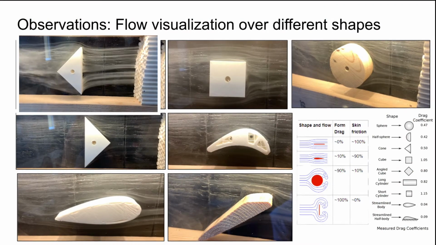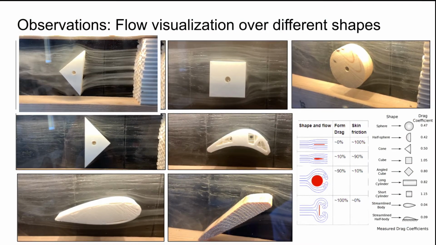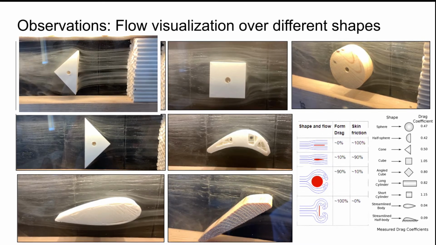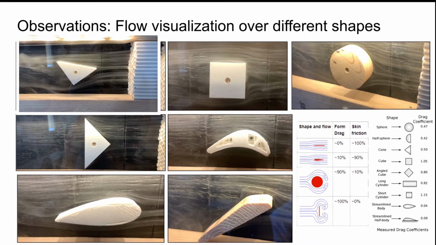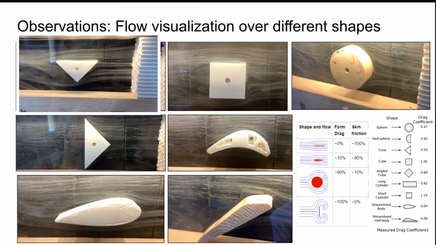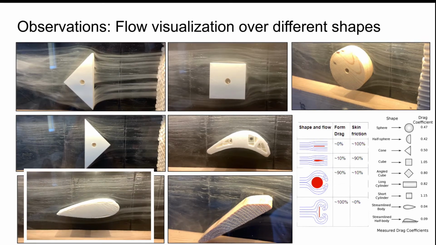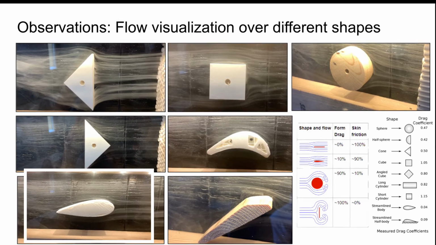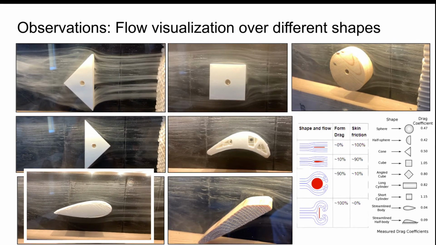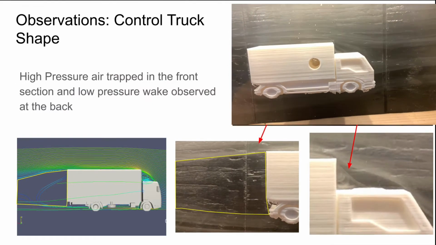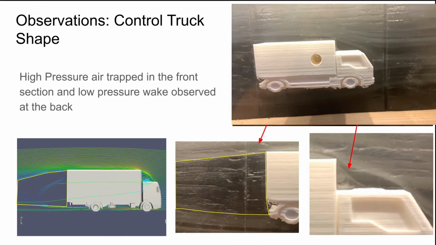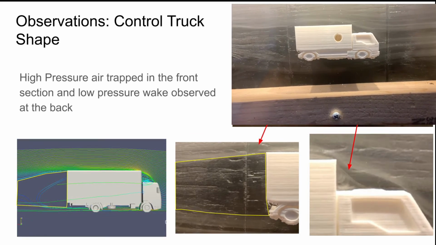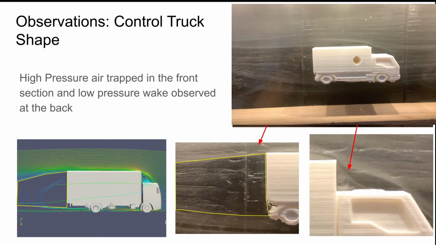Here are my observations of the different flow visualizations on the different shapes. In the first image, you can see that the flat surface of the triangle is creating a high resistance to the airflow and there is significant turbulence at the back. On the airfoil, you can see how smooth and streamlined the airflow is with very little resistance. My observations of the control truck showed that there is a big wake at the back and there is trapped air at the front. This matched some of the simulations I found online.